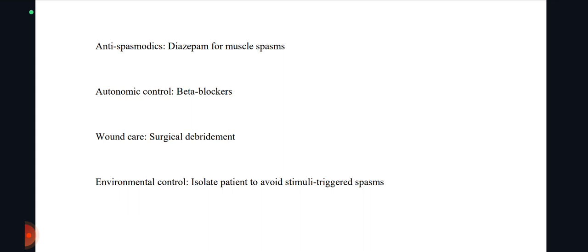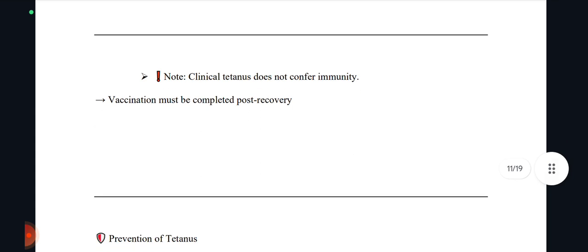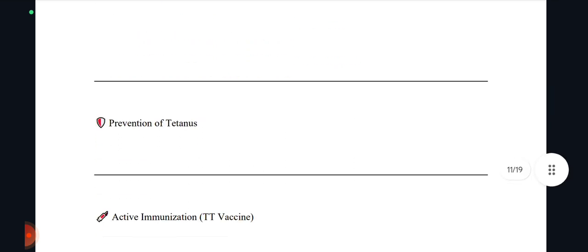Wound care management, of course: there has to be surgical debridement of the infected wound because that is where the bacteria have entered. Next up is environmental control. We have to isolate the patient to avoid stimuli-triggered spasm. And clinical tetanus does not confer immunity. So vaccination must be completed post recovery. There is no such thing as immunity from having had tetanus.